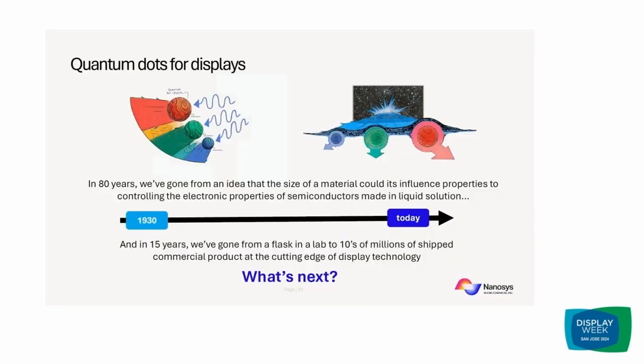So at this point, I'd like to come to the takeaways of the talk so far. A lot of human innovation and engineering had to come together over the last century to enable quantum dots for displays. From the fundamentals 80 years ago to come up with the idea that the size of a material could influence properties, to being able to actually make them in those liquid solutions in the lab.